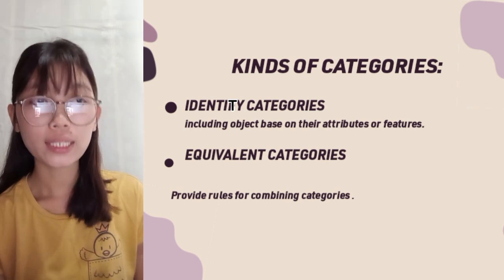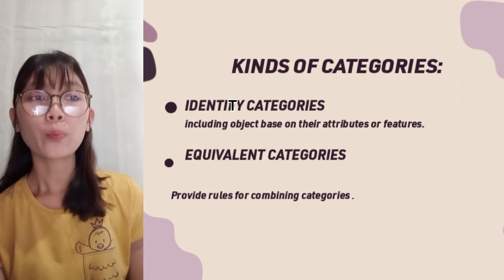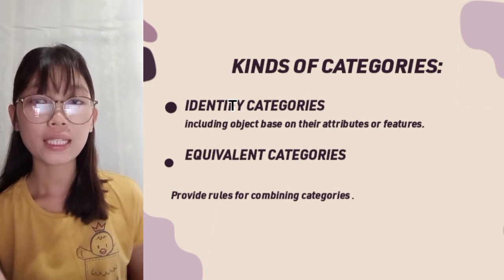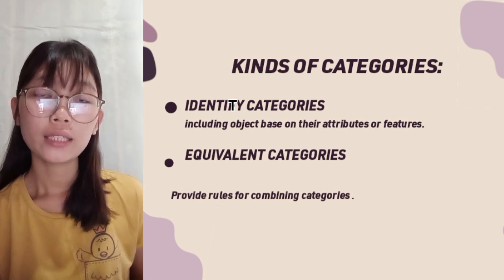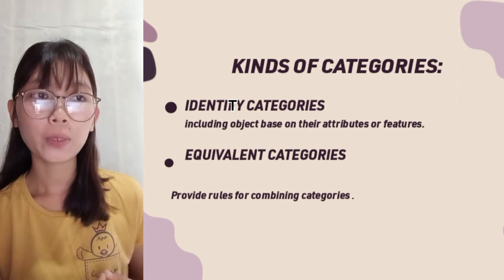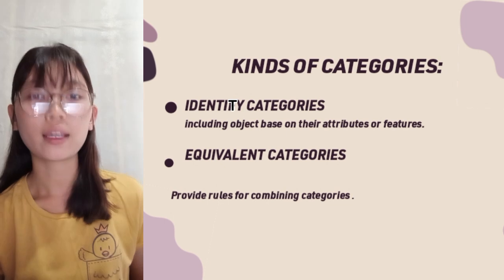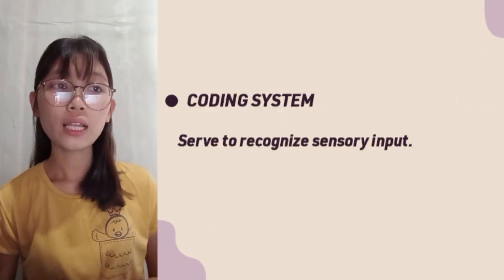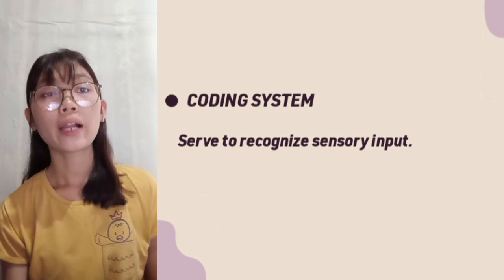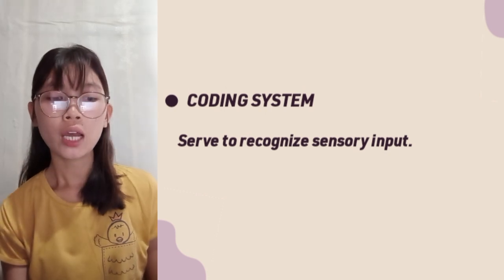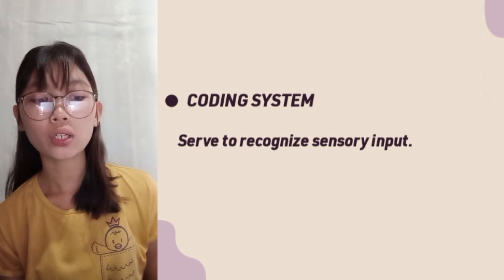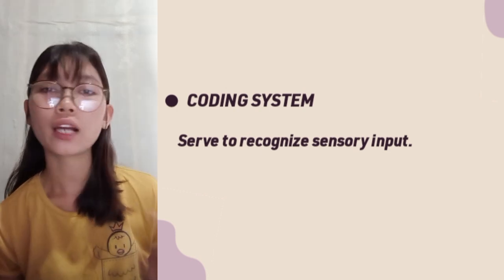The second one is the equivalent category. It provides rules for combining categories. For example, the pencils have different colors but the same purpose. So it is an equivalent category. The last one is the coding system or coding category. This serves to recognize sensory input. It refers to grouping items based on abstract symbols or codes, representatives or characteristics.